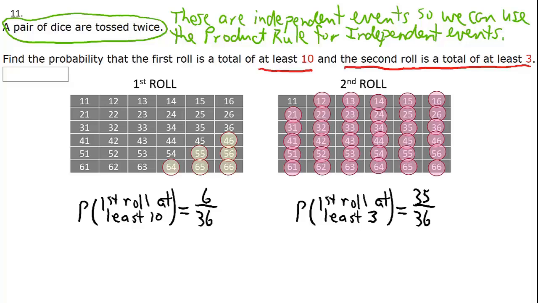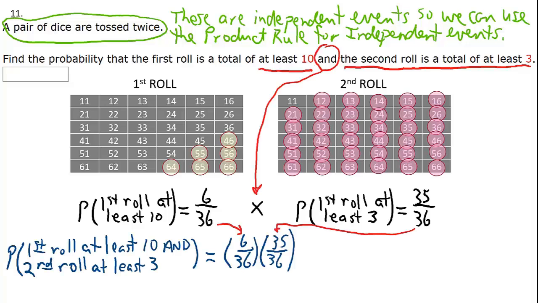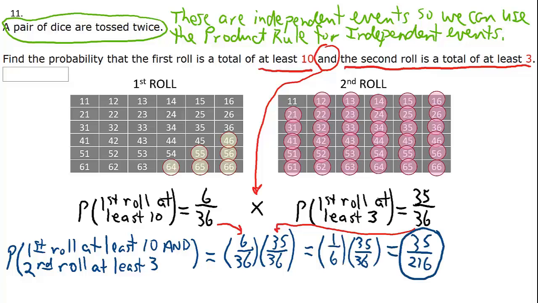So the probability that the first roll is at least 10 and the second roll is at least 3 is the product of those 2, which gives you 6/36 times 35/36. If you want to do some reducing, you can. 6/36 reduces to 1/6. But anyway, when you multiply it out, you're going to end up with 35 over 216. They did not ask you to reduce it, so you need to enter your answer as a fraction.